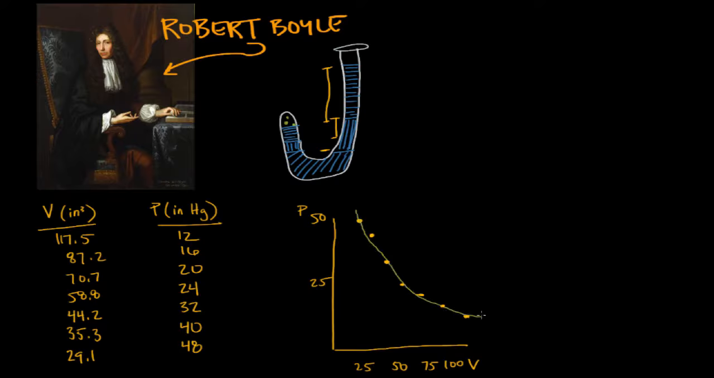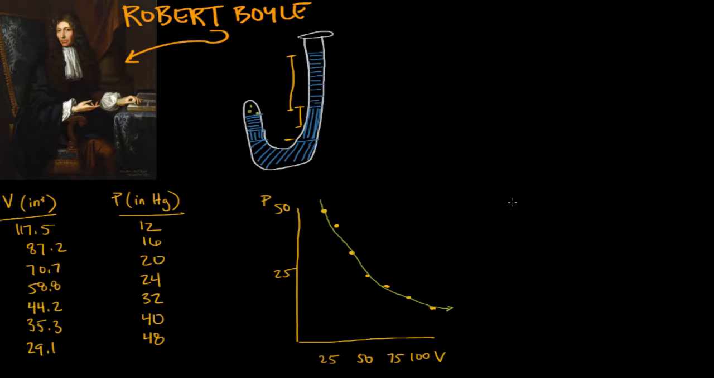And what we see is that as the volume drops by half, from about 100 to 50, the pressure essentially doubles, and as we go from 50 to 25 for the volume, we go from 25 to 50 for the pressure, about. So we have an inverse relationship between the pressure and the volume. So if we graph volume as a function of the inverse of pressure, we get this graph.